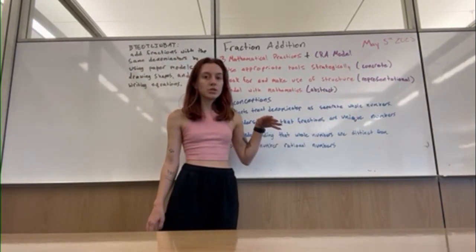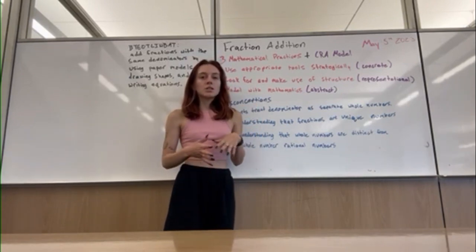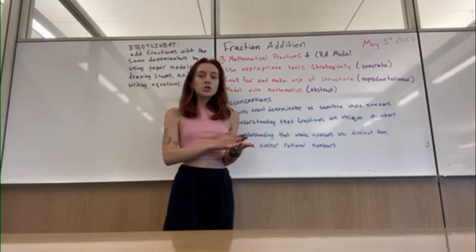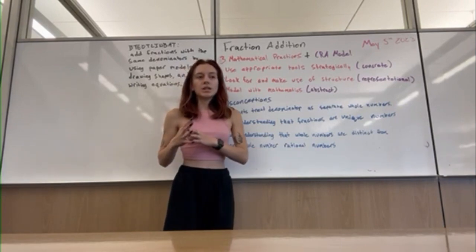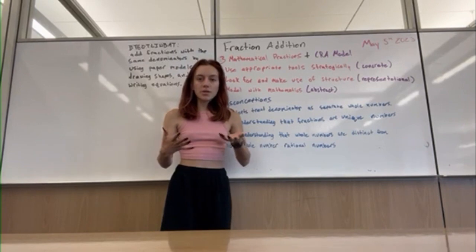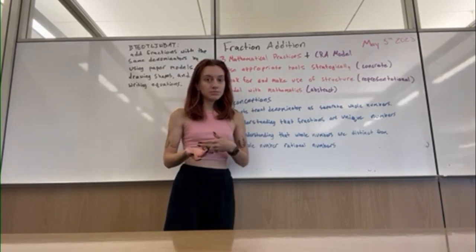And the last misconception is that kids don't understand that whole numbers are distinct from non-whole number rational numbers. So they don't really understand in the beginning. It's a hard concept to understand that 2 is different from 2/5 because fractions are so new to them. They don't really understand what they are or what they mean.